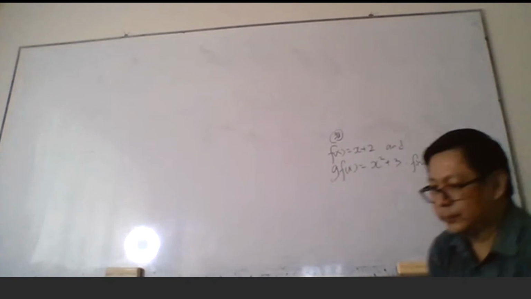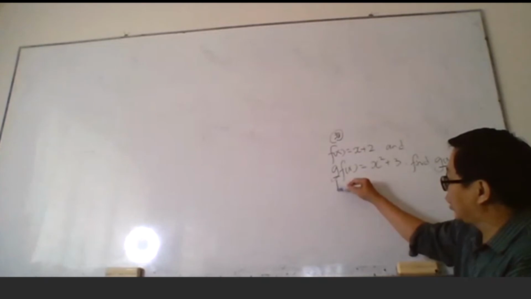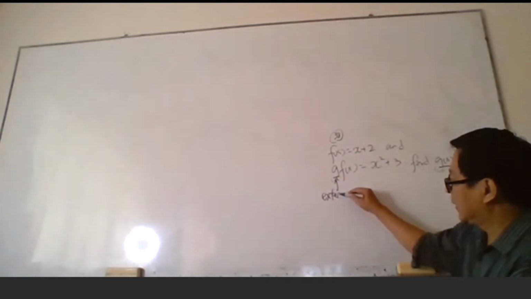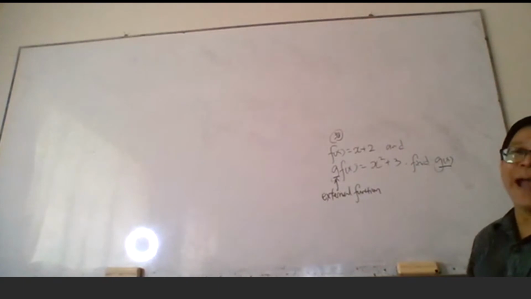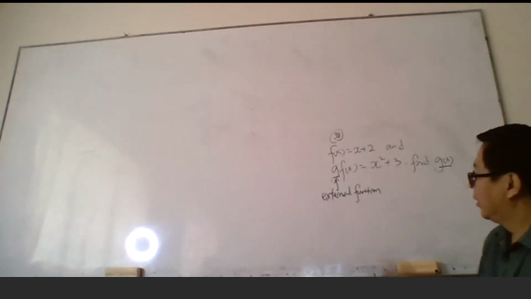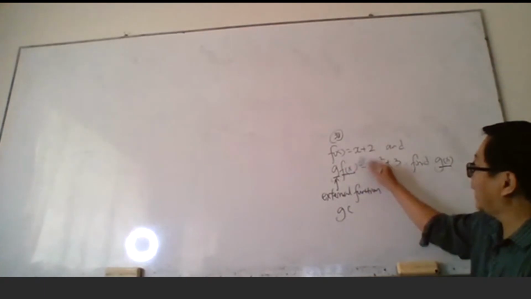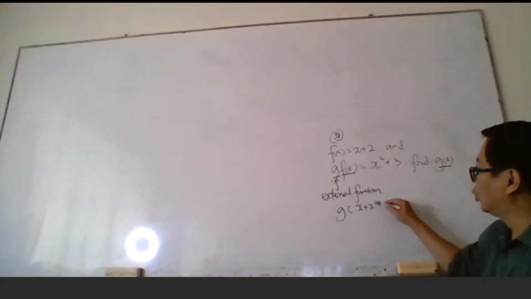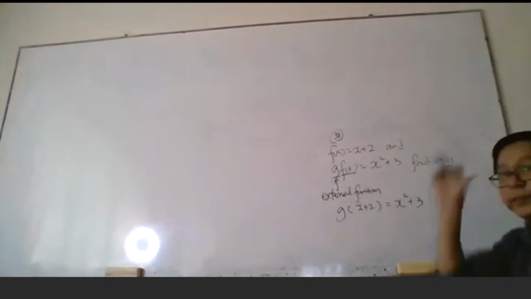If you notice, this g(x) is actually your external function, or the exterior related function. So how? At first, g will remain. f(x) will be x plus 2, so g of x plus 2 equals x squared plus 3.